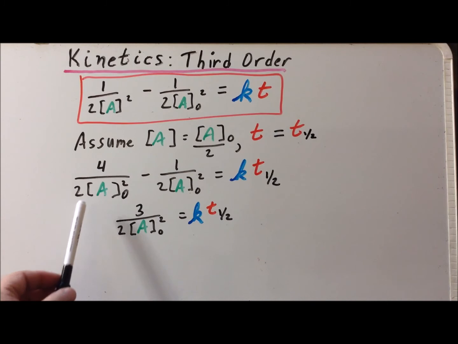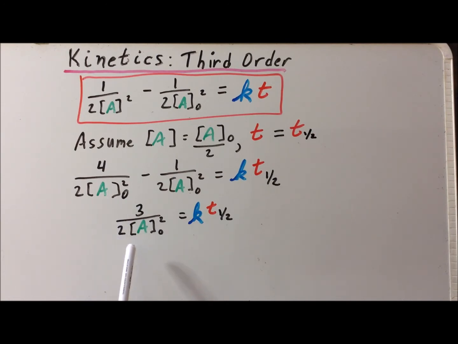On the left-hand side, both of the fractions have the exact same denominator, so it's straightforward to subtract to get 3 over 2 times the initial concentration of A squared, and the right-hand side remaining k times the half-life time t sub 1/2. Lastly, we divide each side by the rate constant k to get that the half-life time is going to be 3 over 2k times the initial concentration of A squared.